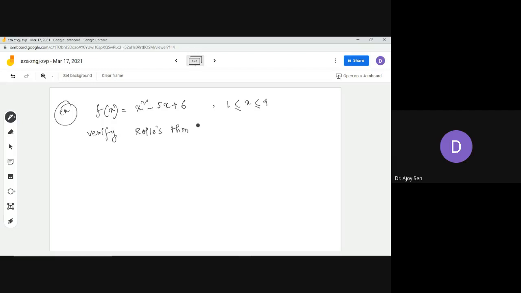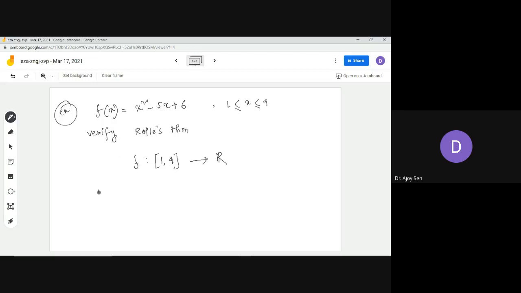How to verify Rolle's theorem? The first point is to check the domain of the function. You see, the domain is nothing but this, and since this is a polynomial function, it is a real valued function. That is very clear. Now check the three requirements to apply Rolle's theorem.